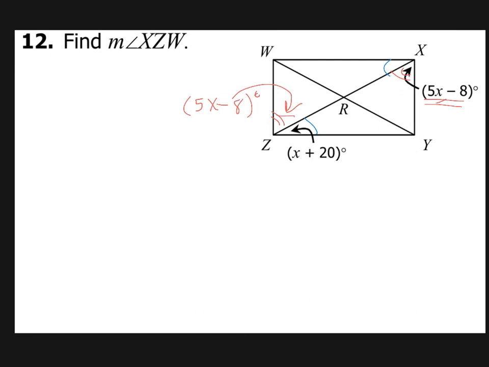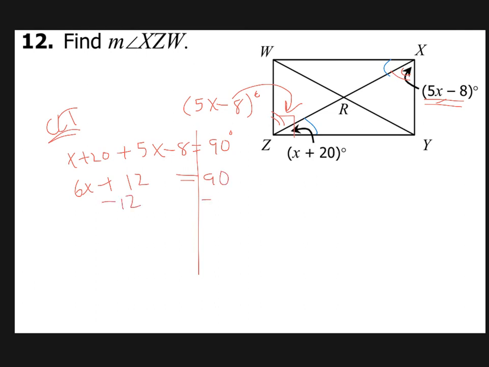And what do I know? This whole thing's 90 degrees. Well, that's helpful. x plus 20 plus 5x minus 8 is equal to 90 degrees. Now, know the difference of when you're using inverse operations versus combining like terms. This, my friends, is a combining like terms opportunity. 6x, right? I don't subtract x from 5x. No changing of signs. I'm just pushing things together. And 20 minus 8 is a positive 12 equals 90.